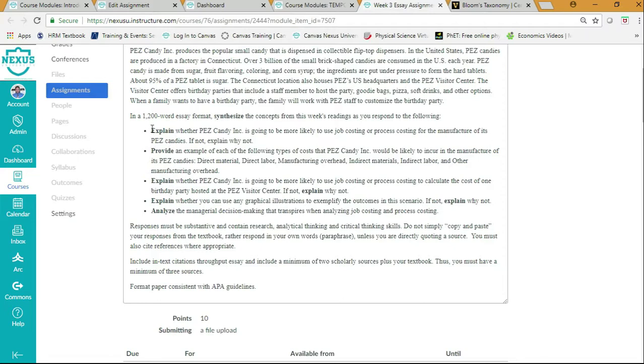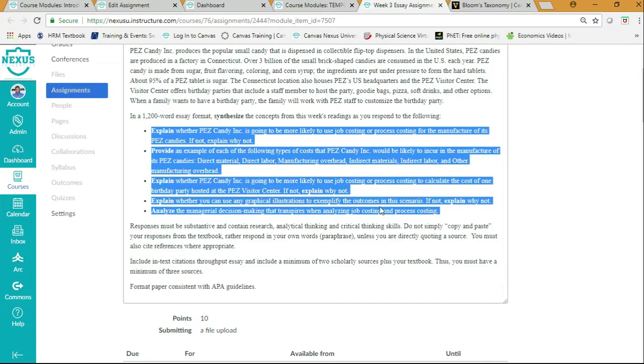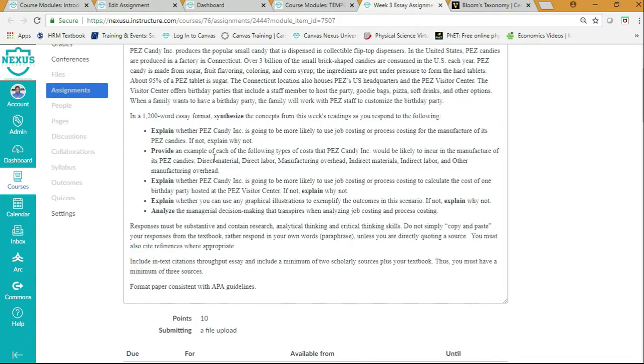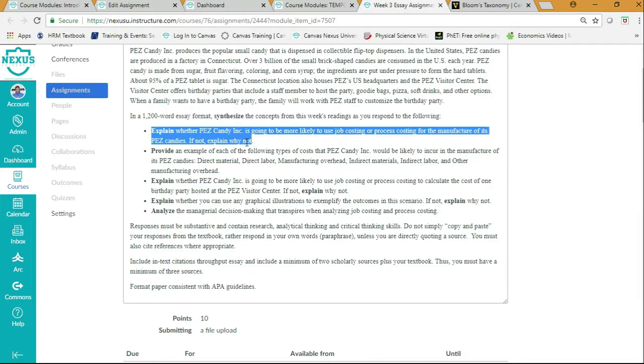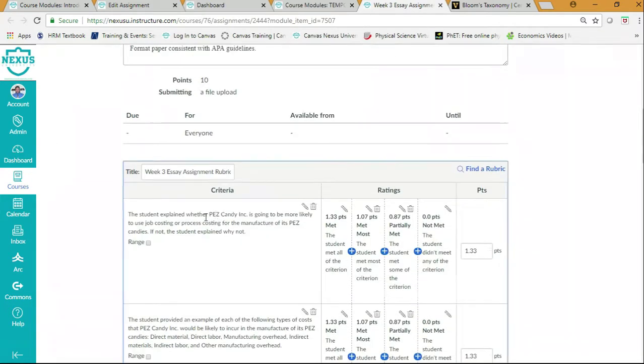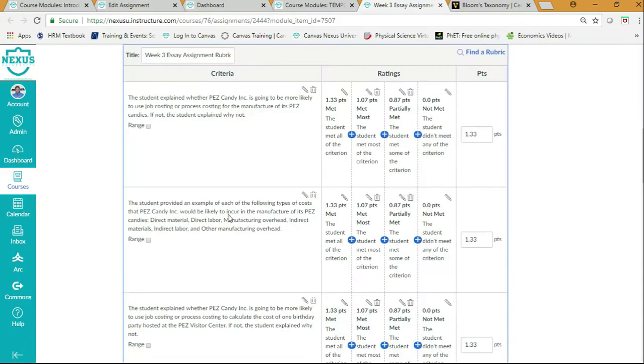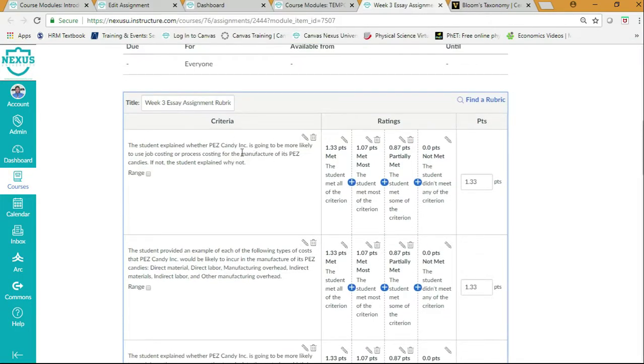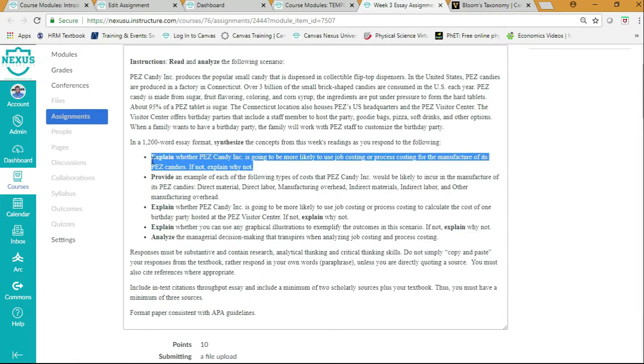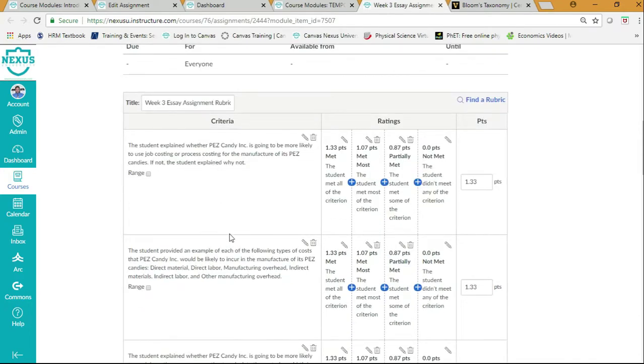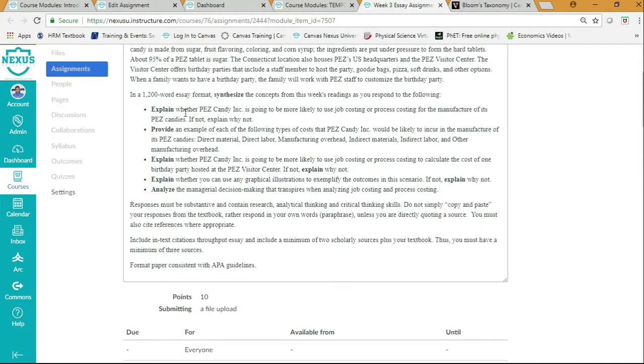The way we transform these instructions into a rubric is by pretty much copying and pasting each of the requirements into a rubric criterion here. You just copy these instructions into each of the criteria. For example, the first one says, explain whether PEZ Candy Incorporated is going to be more likely to use job costing or process costing for the manufacture of its PEZ candies. If not, explain why not.